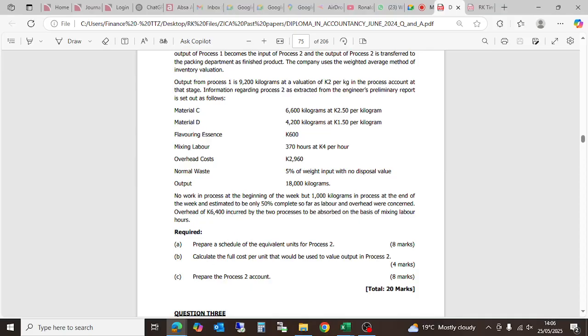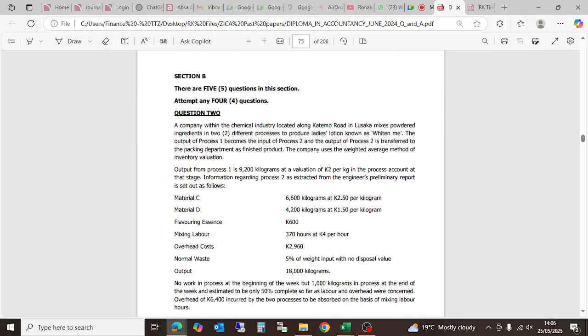Okay, they want us to prepare a schedule of the equivalent units for process two. Let me just get the information again. A company within the chemical industry located along Katemo Road in Lusaka mixes powdered ingredients in two different processes to produce ladies' lotion known as White and Me. The output of process one becomes the input of process two, and the output of process two is transferred to the packing department as finished product. But we don't have any packing department here.